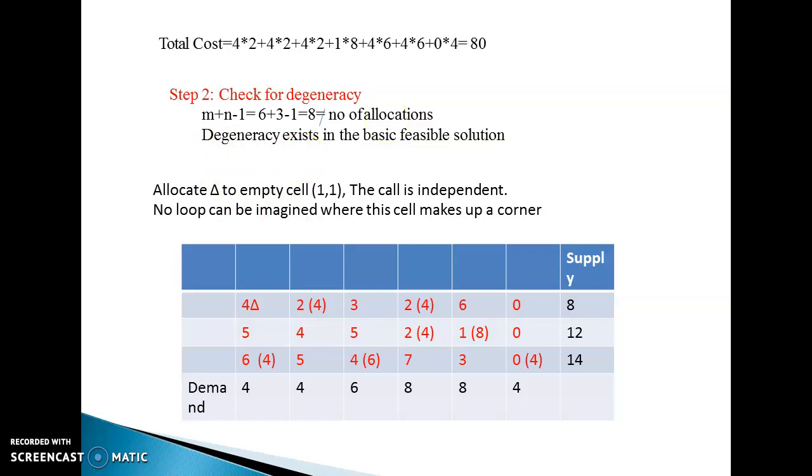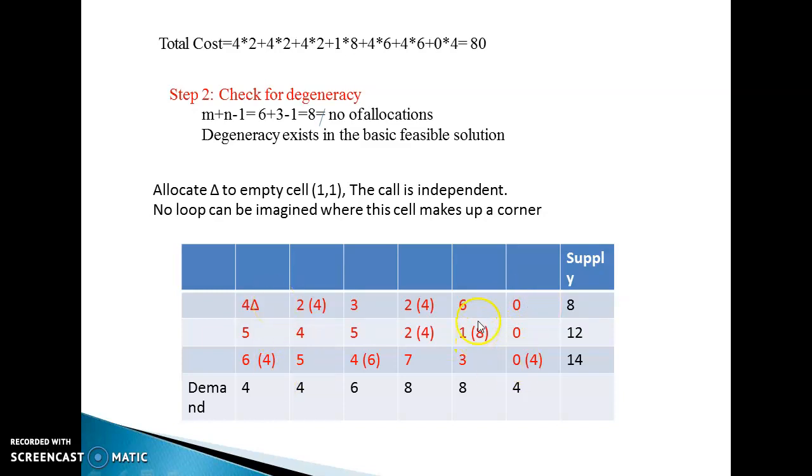If there is degeneracy, how can we solve this? It should not have degeneracy. So I need to allot delta to a cell which is independent. It should not form any loop. That means I look for the minimum cost among the unallotted cells. The unallotted costs are 0, 0, 3, 7, 3, 5, 4, 5, 5. In that, the minimum is 0. If I take this 0, I can form a loop wherein this is an unallotted cell and the other 3 corners are allotted.